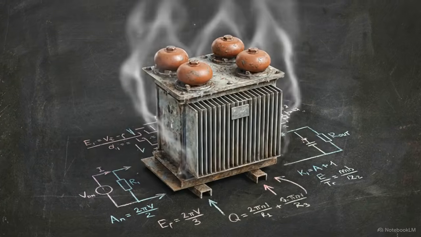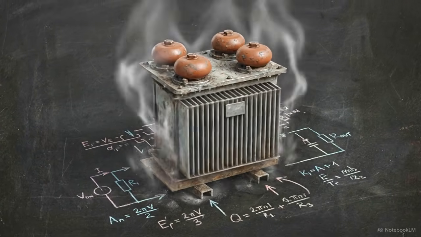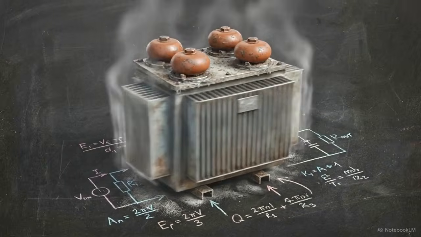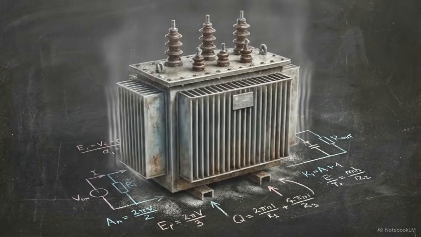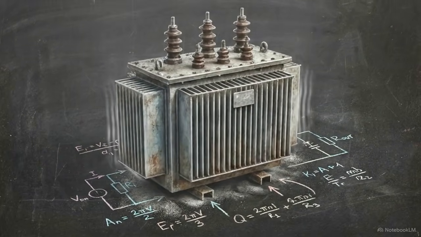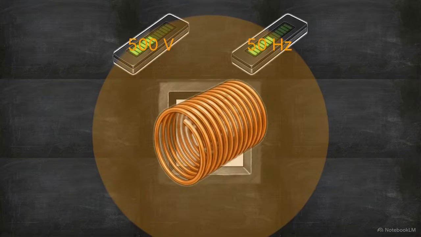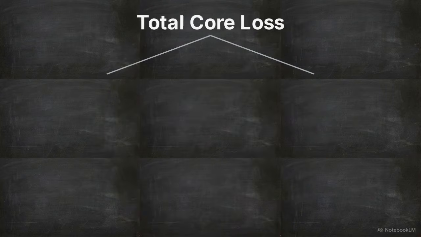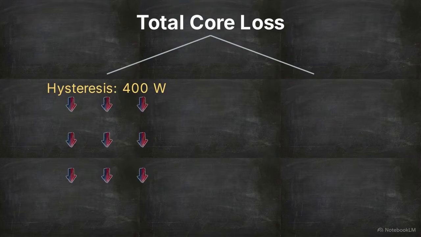Inside every large electrical transformer, hidden magnetic forces generate heat that must be carefully managed to prevent equipment failure. Consider a standard magnetic circuit operating safely at a baseline of 500 volts and a frequency of 50 Hz. At these levels, the system produces a specific, steady amount of heat, known as core loss.